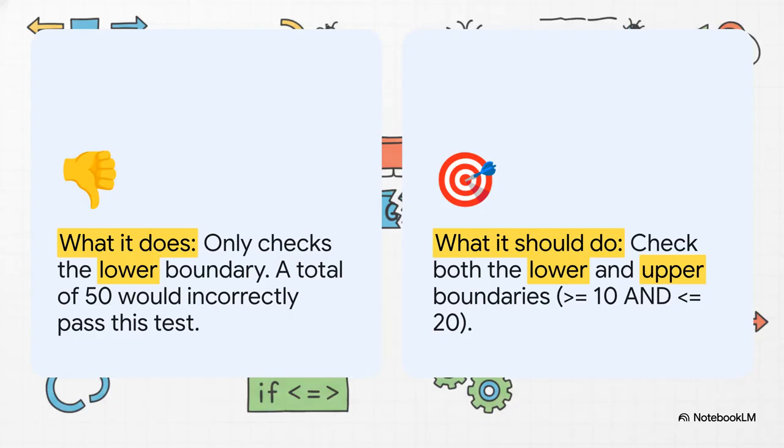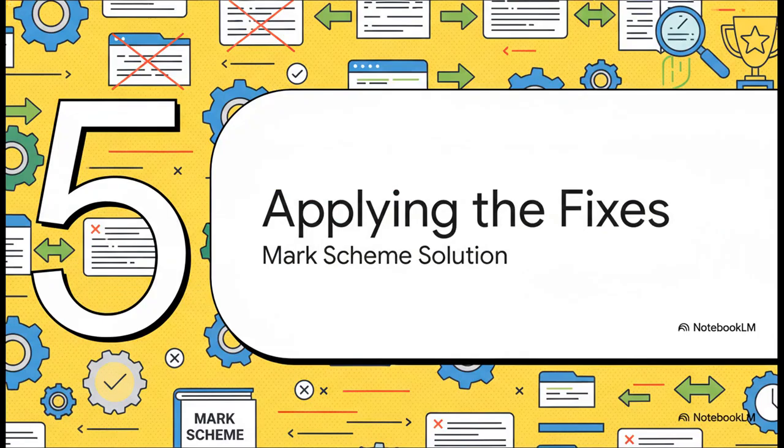The problem is, the code is only checking one half of the rule. It's just asking, is the total 10 or more? And sure, a total of 15 passes that test, and you get success, which is great. But what about a total of, say, 50? Well, 50 is also greater than 10, so it also gets a success message. And that's just wrong. The logic completely forgot to check the upper limit, that the total also has to be less than or equal to 20. Okay, we've found our two culprits.